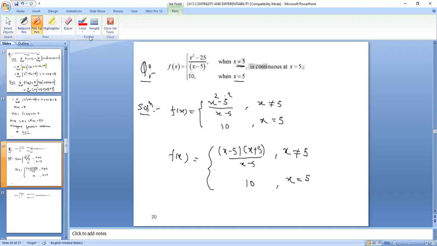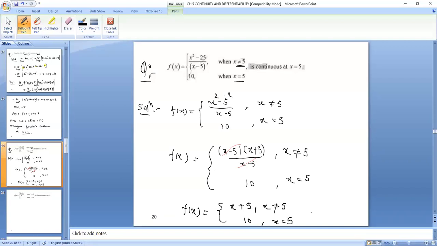So any term we can cancel. We can cancel x minus 5 with x minus 5. Clear? Okay. Yes, ma'am. So f of x equals x plus 5 when x is not equal to 5, 10 when x is equal to 5.